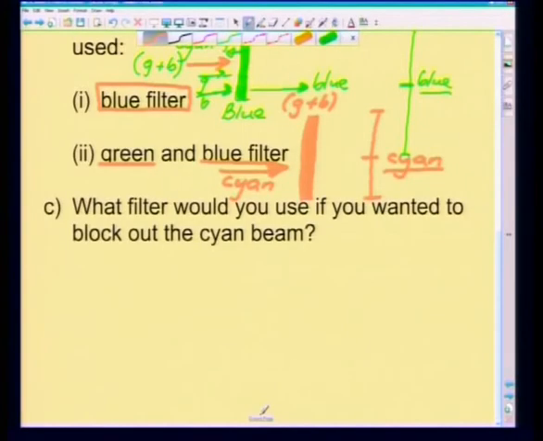Right. Let's come to number C of our example, example 4. What filter would you use if you wanted to block out the cyan beam? Right, you've got a cyan beam. You don't want any of it to pass through such a filter. What kind of a filter are you going to use there?